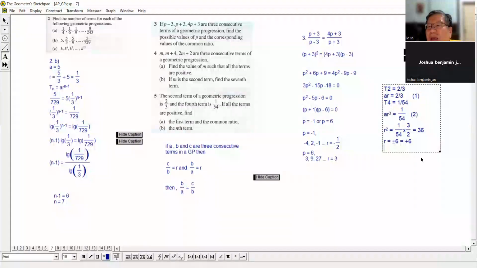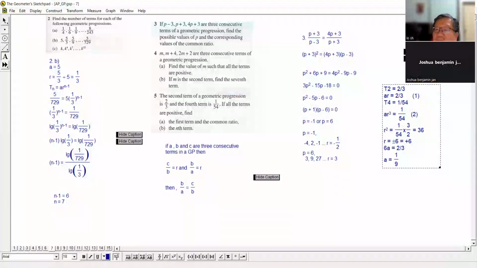What is A? Substitute R equals 6 back: A times 6 equals 2 over 3. Cancel, A equals 1 over 9. Again, cancel 3, 1 over 9, correct. So A equals 1 over 9. Okay, so this is the answer for the first term and common ratio.